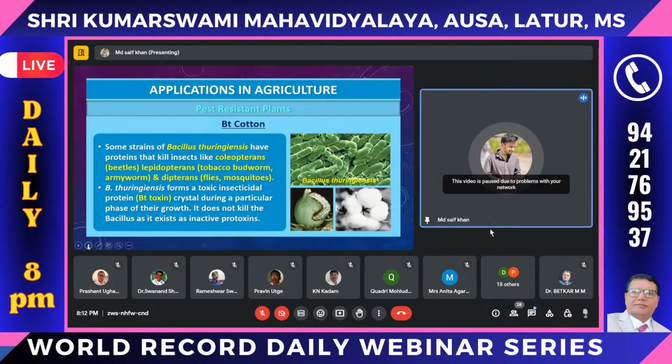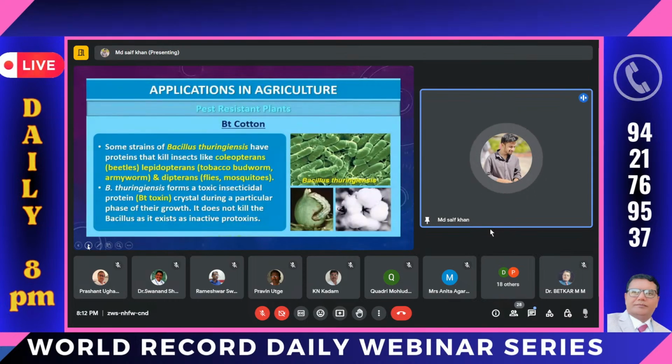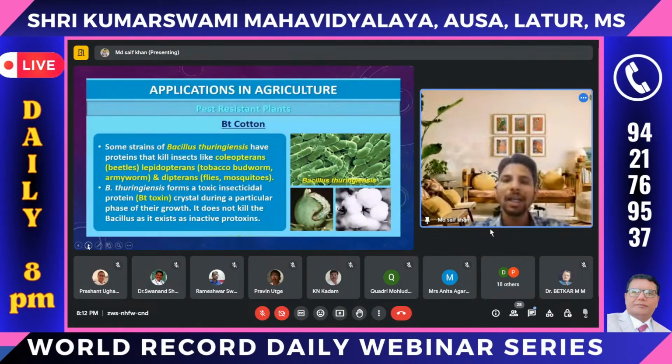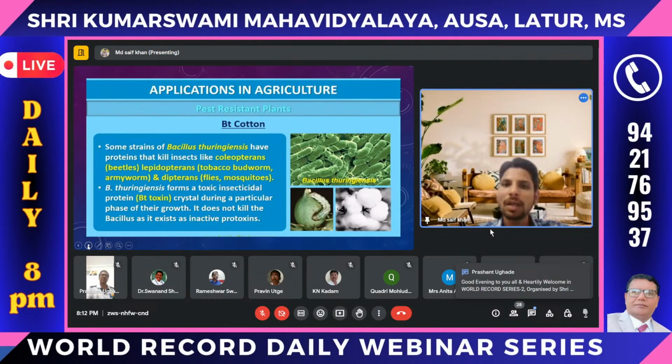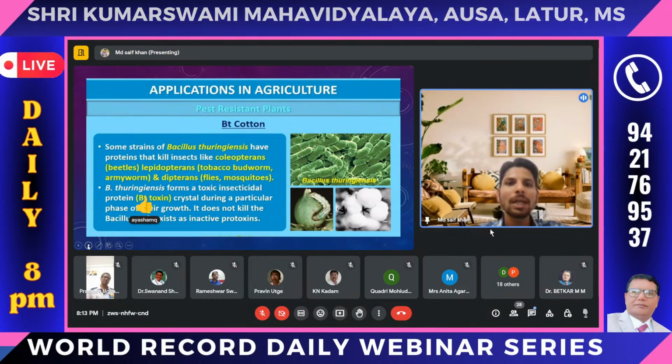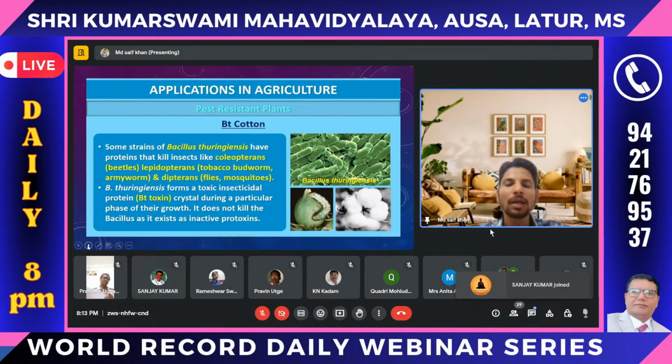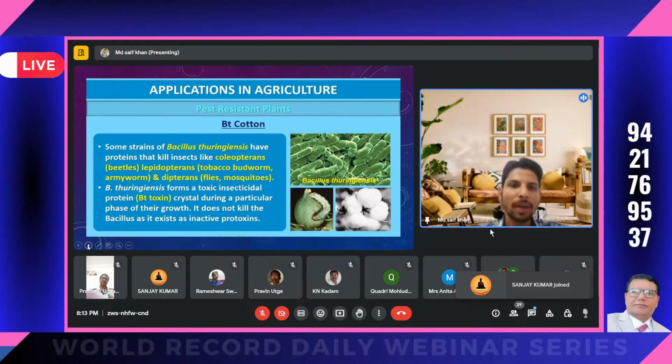So what is actually happening here is that Bacillus thuringiensis proteins have the ability to be toxic to insects. When an insect eats the plant leaf or any part, the Bacillus thuringiensis or Bt toxin is ingested by that particular insect. So in the gut, be it coleopterans, beetles, lepidopterans, tobacco budworm, armyworms, and dipterans, flies and mosquitoes, it will get killed by the Bacillus thuringiensis or Bt toxin.